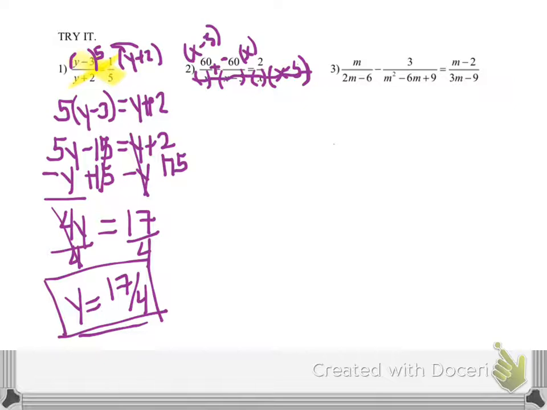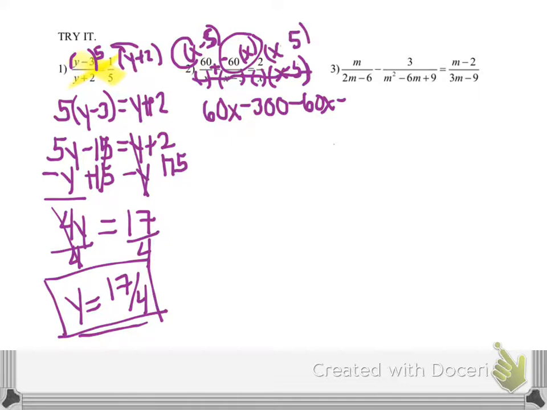So, starting with the first one, 60 times x is 60x. 60 times negative 5, oh, that was a 5, sorry, is negative 300. And then here I have minus 60x. We're just going to have to do that problem on another page. So this 2 is being multiplied by x minus 5. So that's minus 2x minus 10.